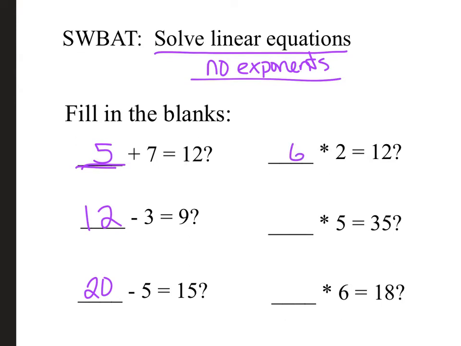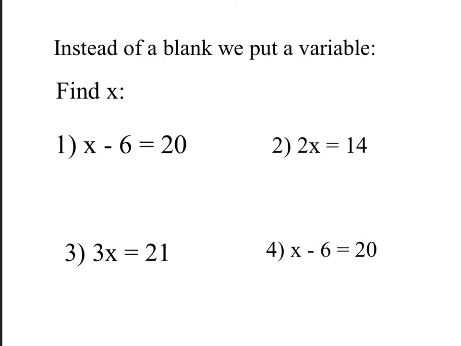6. So hopefully you see that 6 times 2 is 12. That's times, I guess when I made this I didn't have a times. So that's supposed to be multiplication. So what times 5 is 35? And what times 6 is 18? So if you can answer those questions, you can solve these equations for the most part. So what we do, we fill the blank in with a variable.